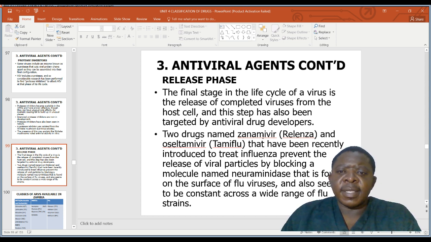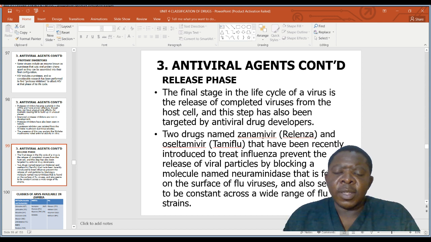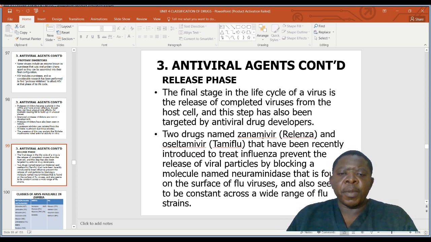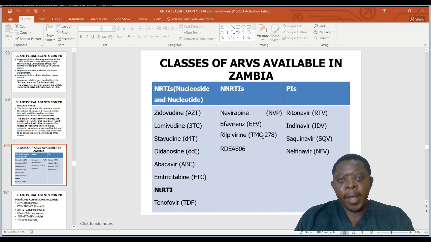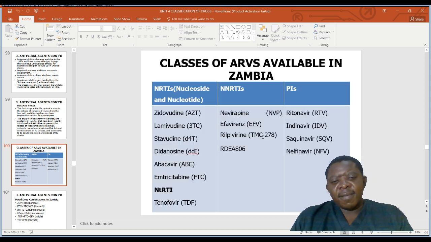Two drugs named zanamivir, or Relenza, and oseltamivir, that is Tamiflu, have been recently introduced to treat influenza. They prevent the release of viral particles by blocking a molecule named neuraminidase, that is found on the surface of flu viruses and also seems to be constant across a wide range of flu strains.